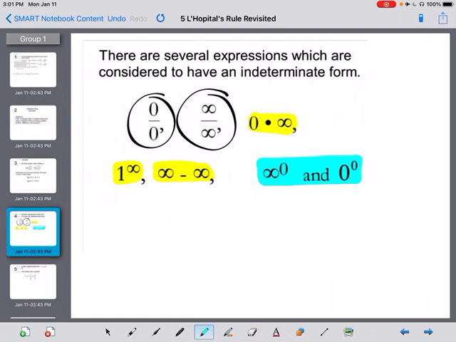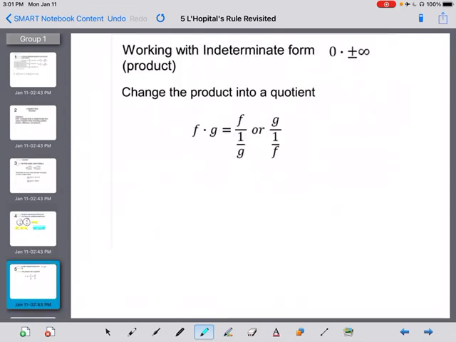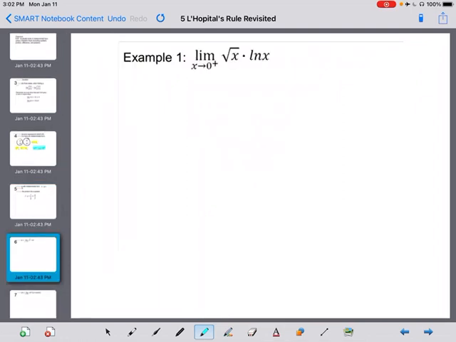So let's take a look at these first few examples. Here I have the indeterminate form of 0 times some form of infinity, a product. That means we're going to want to change the product into some kind of a quotient and go from there. Example number 1: the limit as x approaches 0 from the right of the square root of x times the natural log of x.